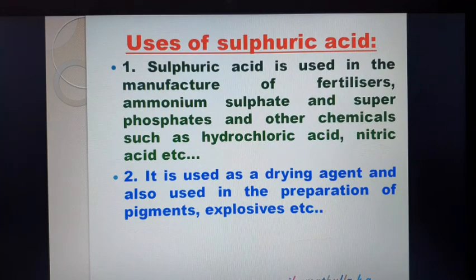And it is also used in the manufacture of explosives. We know that glycerol undergoes reaction with sulfuric acid and nitric acid. Concentrated sulfuric acid and concentrated nitric acid give glycerol trinitrate, nitroglycerin, an explosive compound. So these are the uses of sulfuric acid.